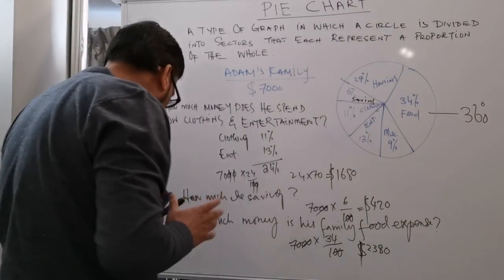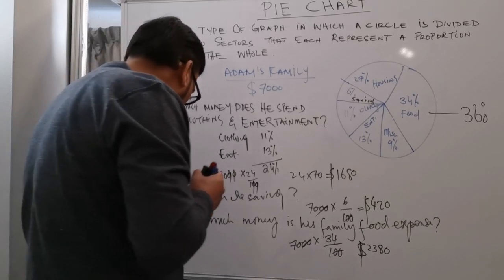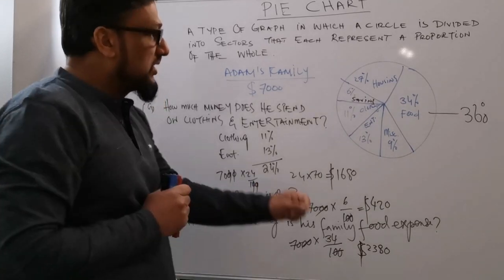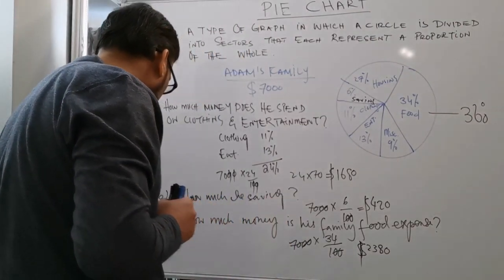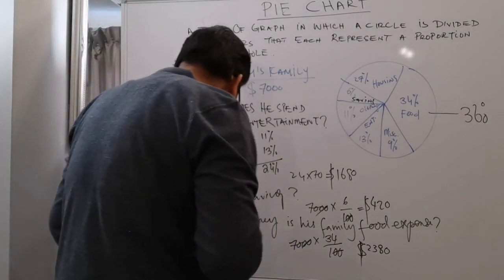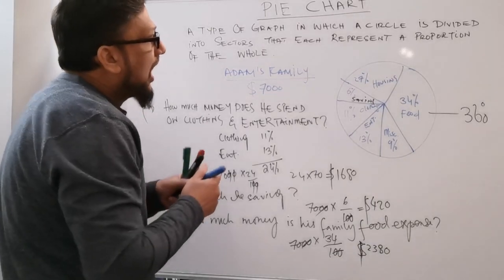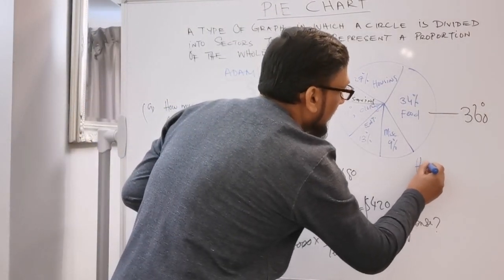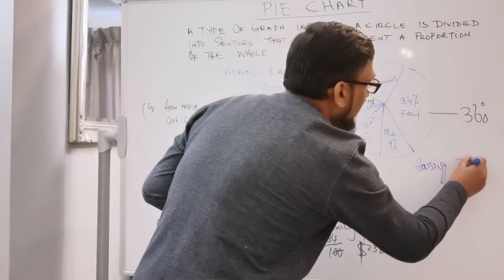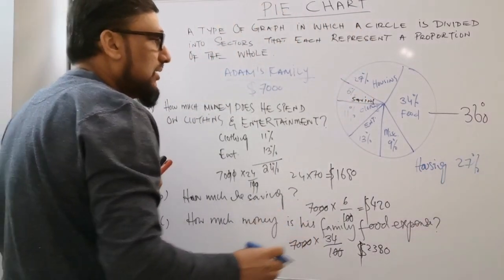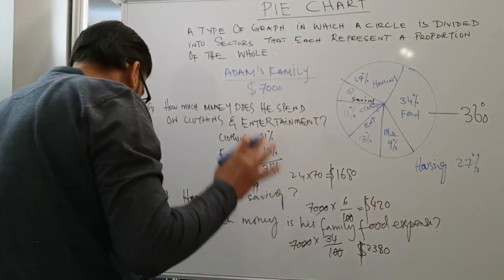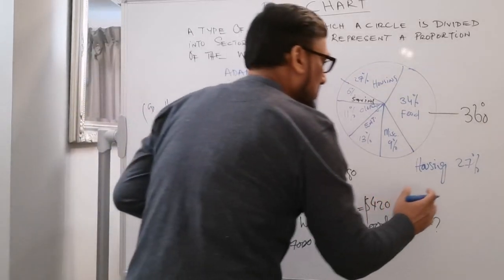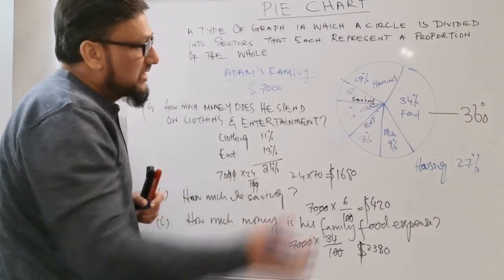And the last part is asking: Adam allotted one third of the expense of housing to miscellaneous expense. Is the statement true or not? Okay, what it says: one third of the expenses of housing. So housing, he's spending 27%. It says one third of housing expenses equals miscellaneous expenses. So let me check the one third.